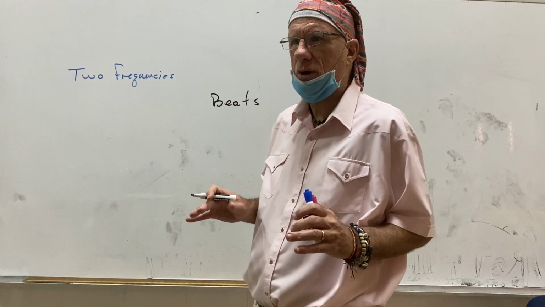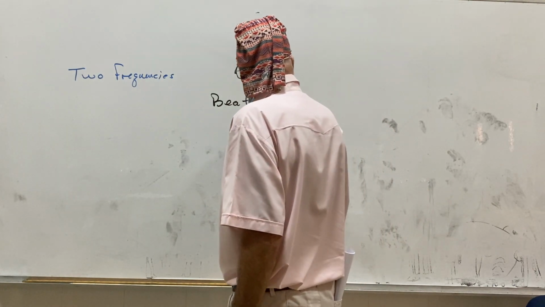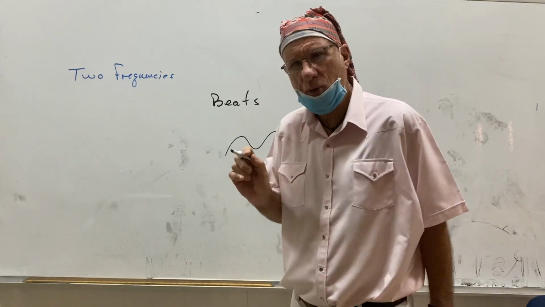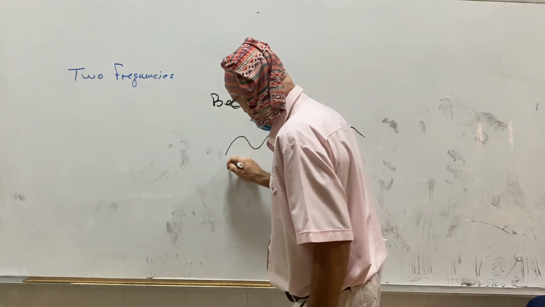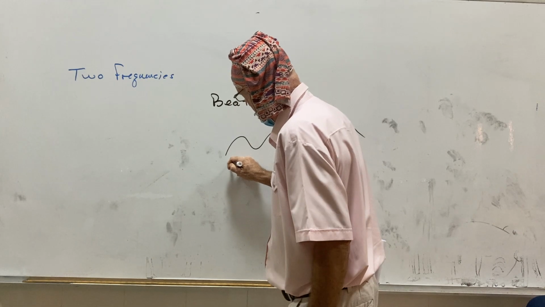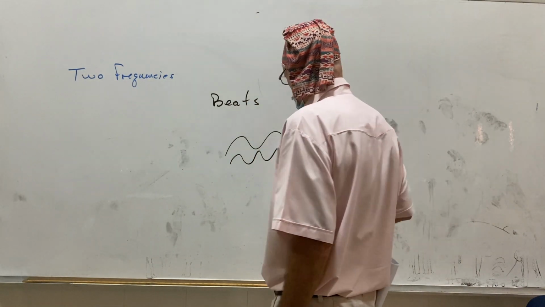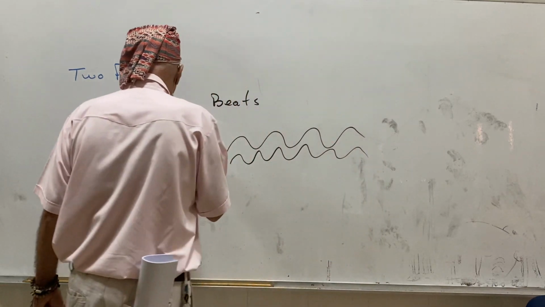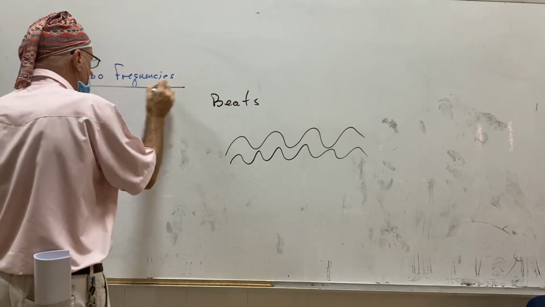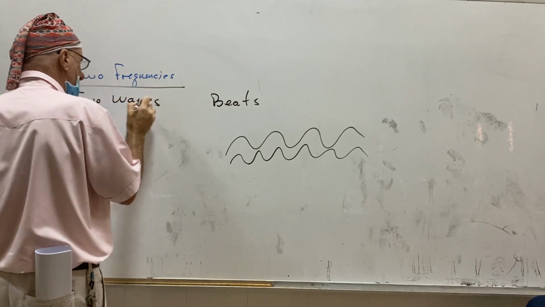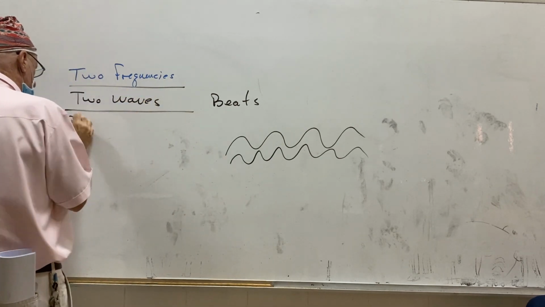So it's hard to draw. I'm a terrible drawer, but let's say I have a wave. And let's say I have another wave, but the frequency is just a little bit off. Okay, a little bit off. Two different waves, so it's two frequencies, two waves, and the frequencies are close.